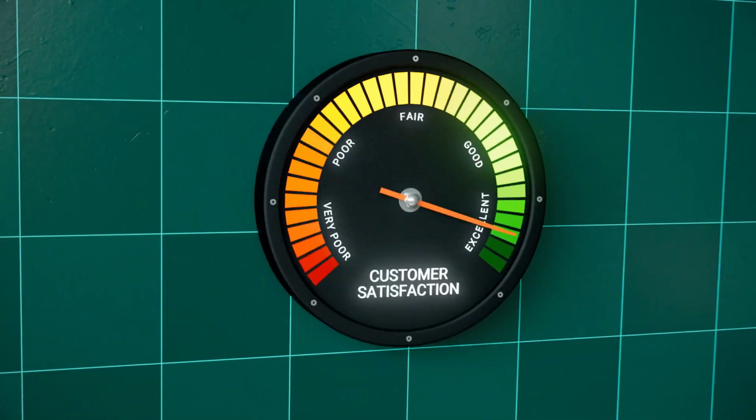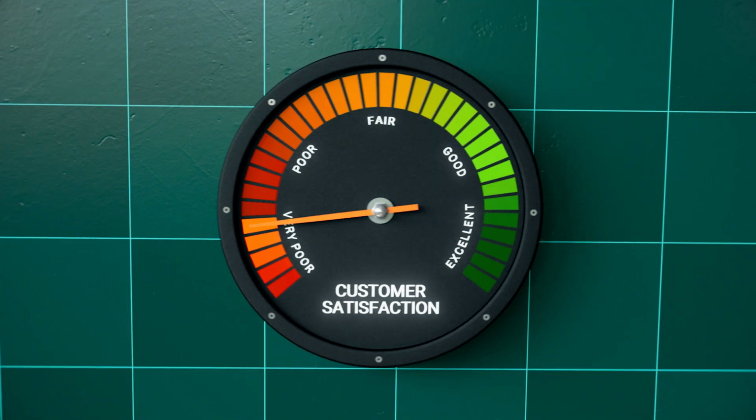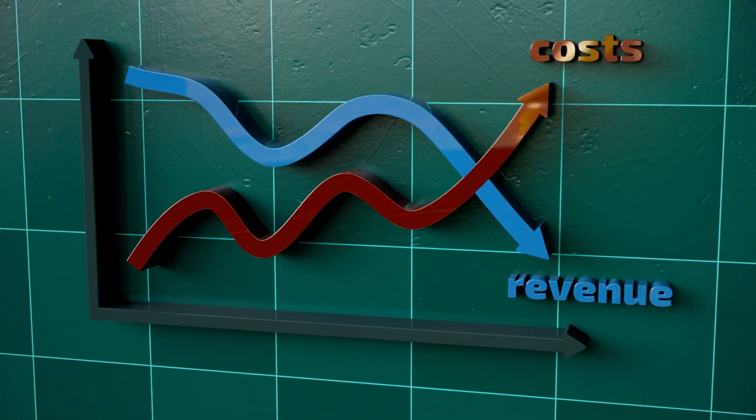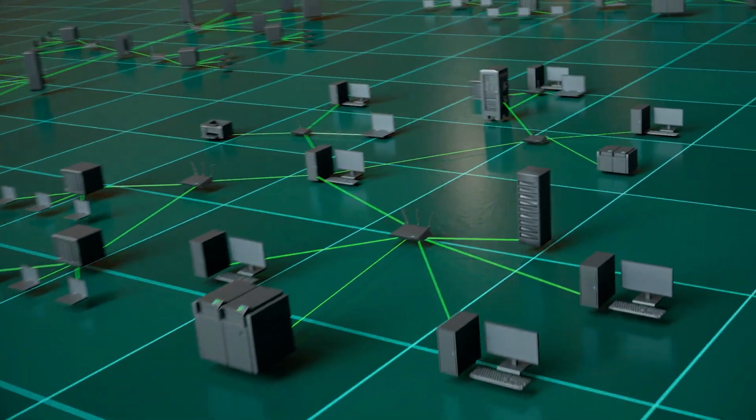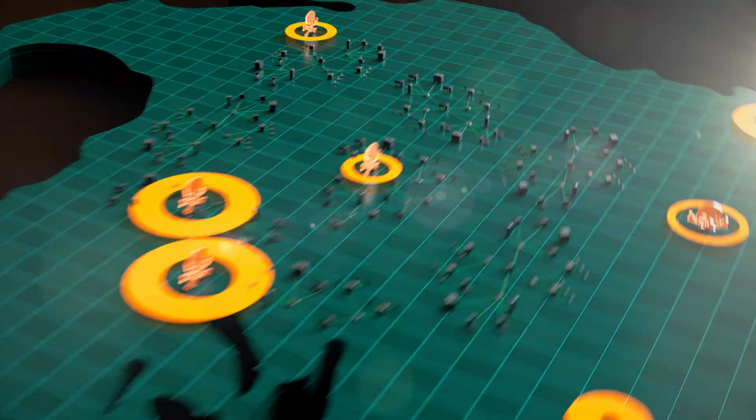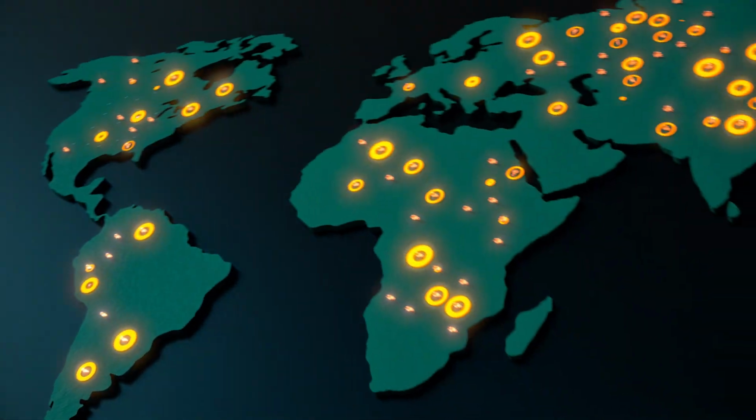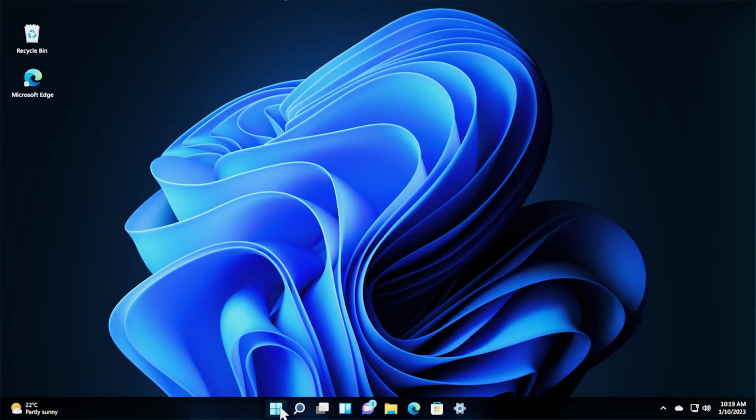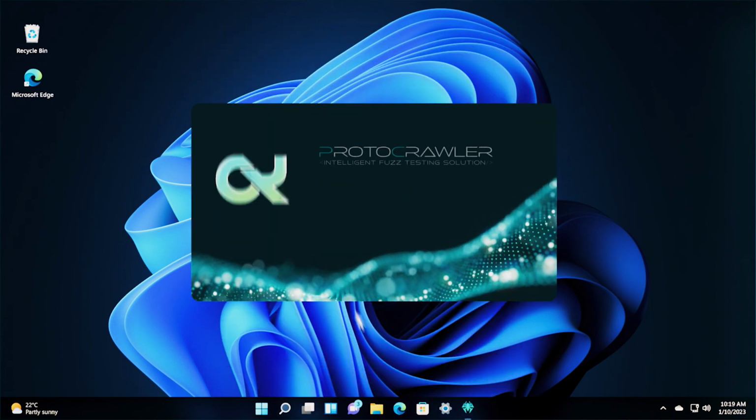Zero-day exploits inflict serious reputational damage and can cause severe customer disruption, leaving you with crippling costs to resolve. In our modern connected world, where more and more systems communicate with each other over the internet and corporate networks, protecting your assets from attack requires increasingly sophisticated means. This is where automated fuzz testing with ProtoCrawler can help.